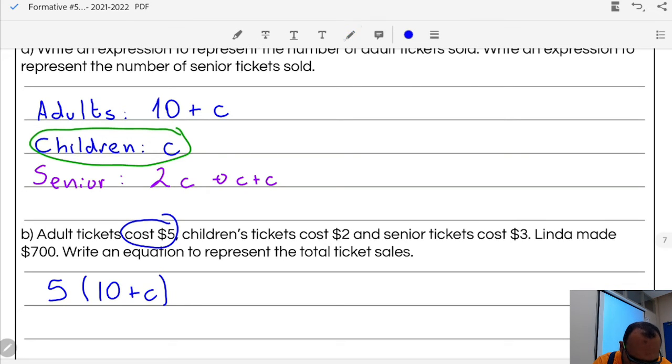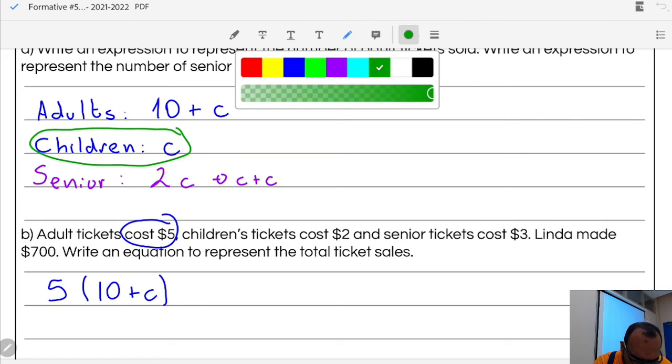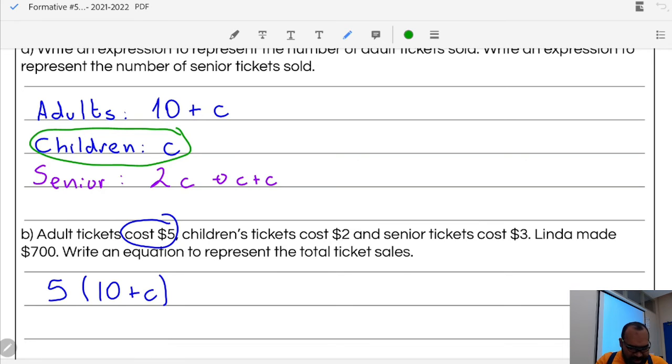Let's go over now the children. Children, the same idea. How many children do we have there? The cost is 2, so the profit is 2 times the number of children. We don't know the number, so it is 2 times C. Plus 2 times the variable C. Twice. Okay, $2 for each child. We don't know how many, but we know this.